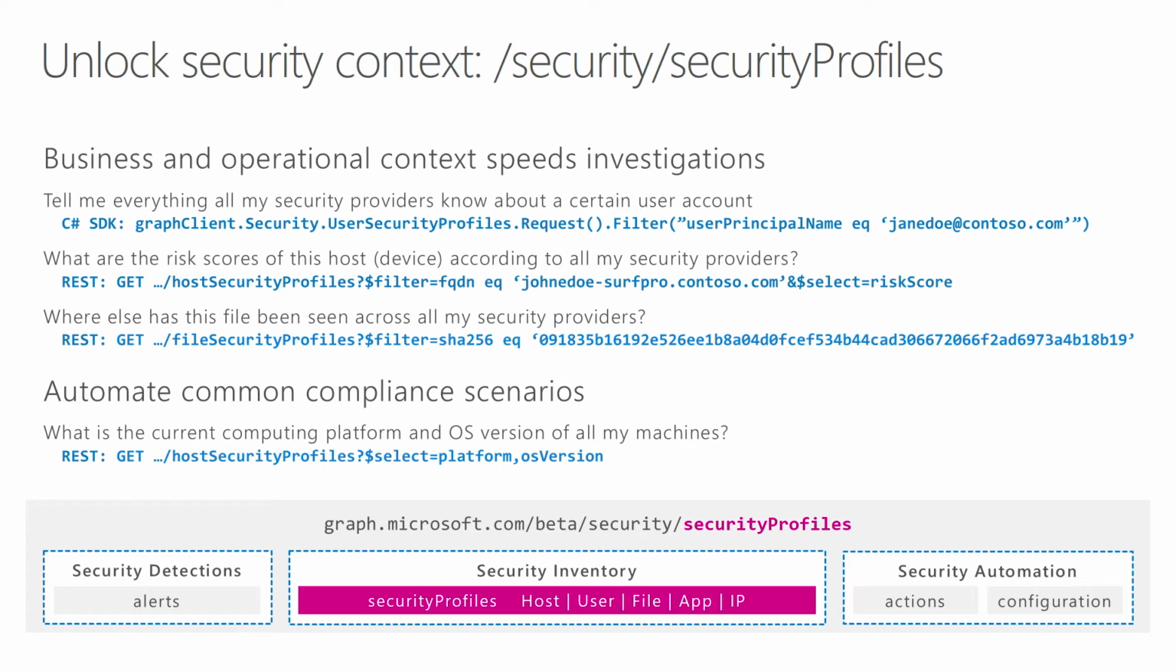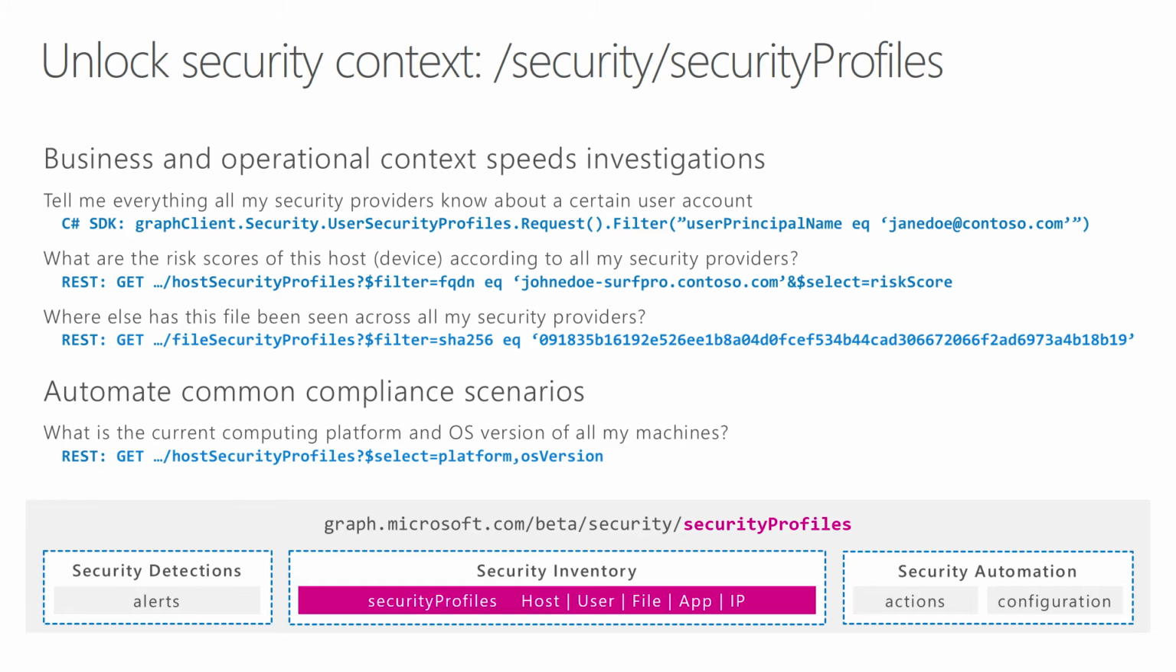This gives customers and developers the ability to correlate alerts with the underlying inventory associated with the events. For example, this first simple query asks all of my security providers what they know about a user based on the user security profile. The query goes out to all Graph-connected products and returns any information each provider knows about this user, Jane Doe at Contoso.com. This information could be used to determine the extent of a threat that might result from this user's account being compromised.